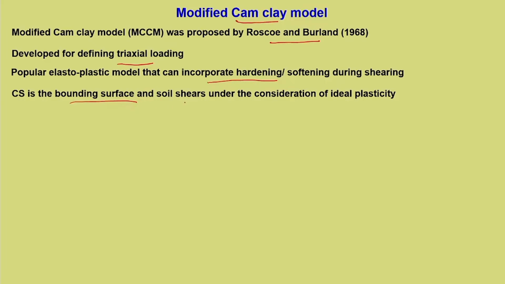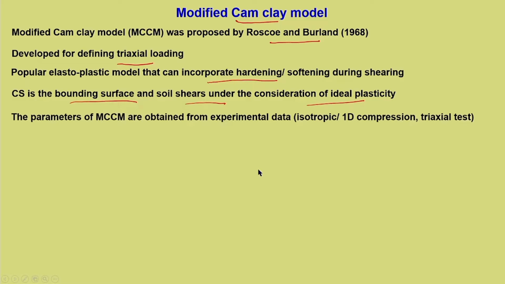Now, what is so specific about Camp-Clay and modified Camp-Clay is that it is entirely based on the critical state concept, and hence the critical state forms the boundary of the soil. It is the bounding surface, and the soil shears under the consideration of ideal plasticity. The parameters of modified Camp-Clay model are obtained from experimental data, and that is the beauty of Camp-Clay models. Rather, we can get the parameters needed in a simplified manner.